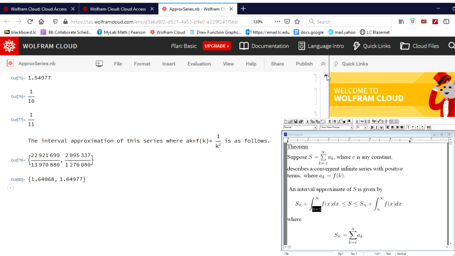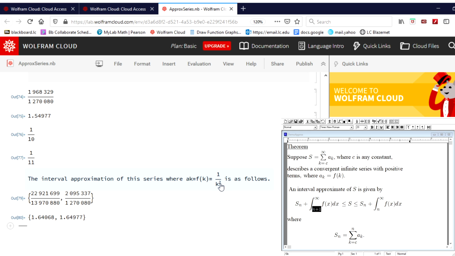In a sense, what this is telling us is that when we approximate the infinite series for 1 over k squared, starting at 1 and continuing up to infinity, it is somewhere between 1.64068 and 1.64977 in value. This value of s is somewhere between this value on the left, given by 1.64068, and this value on the right, given by 1.64977 in our interval approximation.